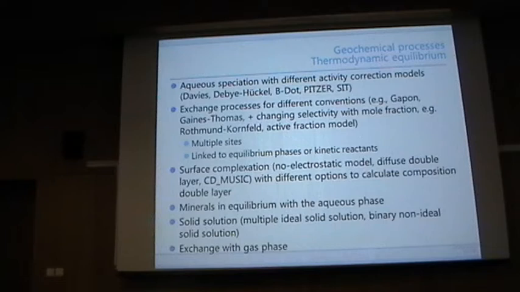Next process is the surface complexation models. There are three different models in PHREEQC: the non-electrostatic model, the diffuse double layer model, and the CD-MUSIC model. And you have different options to calculate the composition of the double layer. As with the exchange processes, you can have multiple surface complexation types, and you can also have it linked with equilibrium or kinetic reactants.